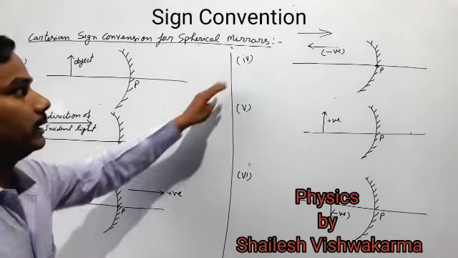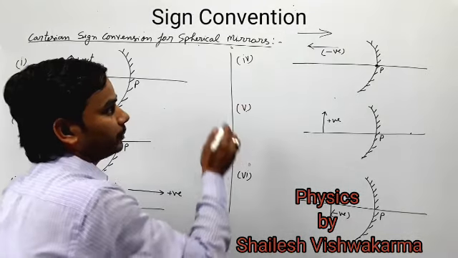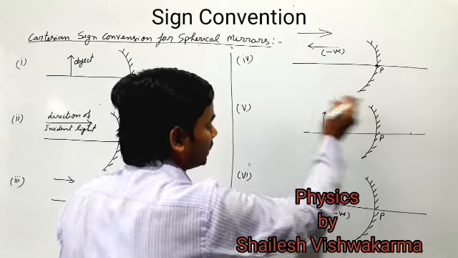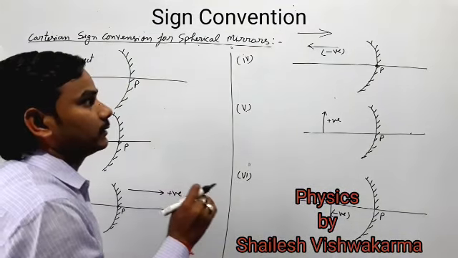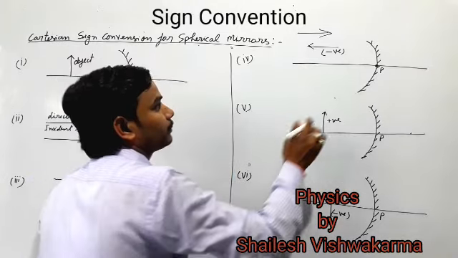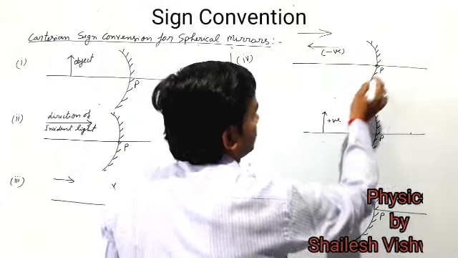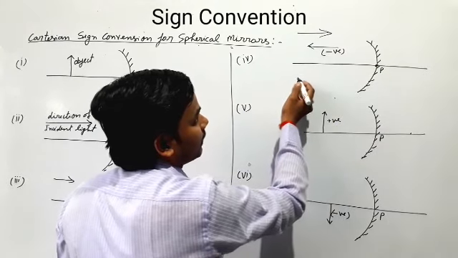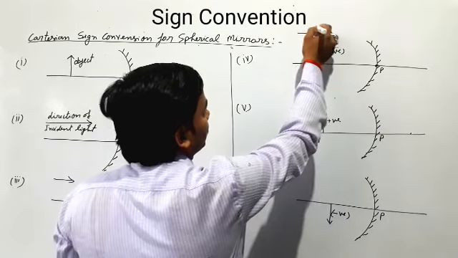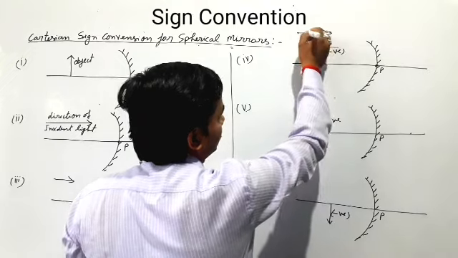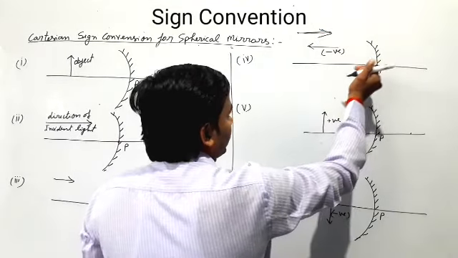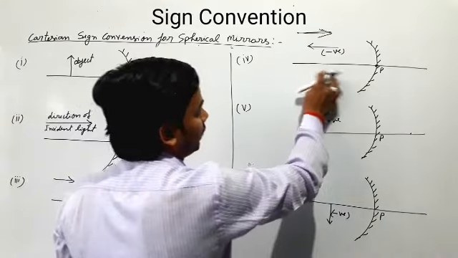Now the next rule says that if we measure the distance parallel to the principal axis and in the direction opposite to the incident light, then that will be negative. If we measure the distance from the pole on the left side, in the opposite direction from the direction of incident light, then this will be negative.